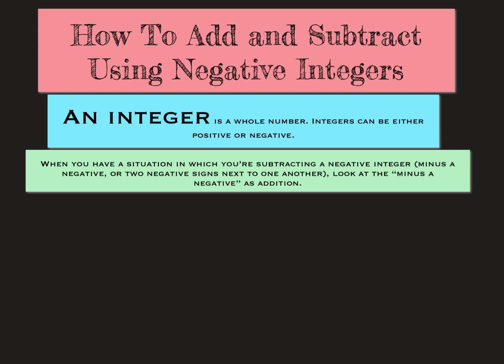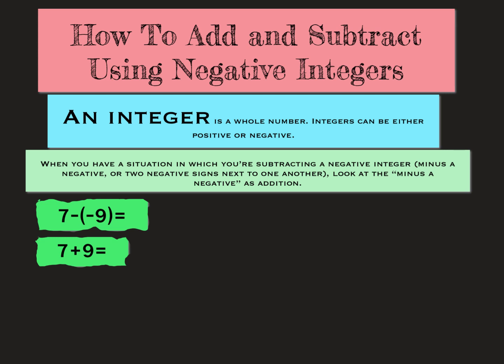Now, the second rule to follow is when you have a situation in which you are subtracting a negative integer, minus a negative, or two negative signs next to one another, look at the minus a negative as addition. Let me show you what I'm talking about. Take this problem, for example. 7 minus negative 9. So you have minus a negative. We're going to look at this minus a negative right here as a positive or as addition.